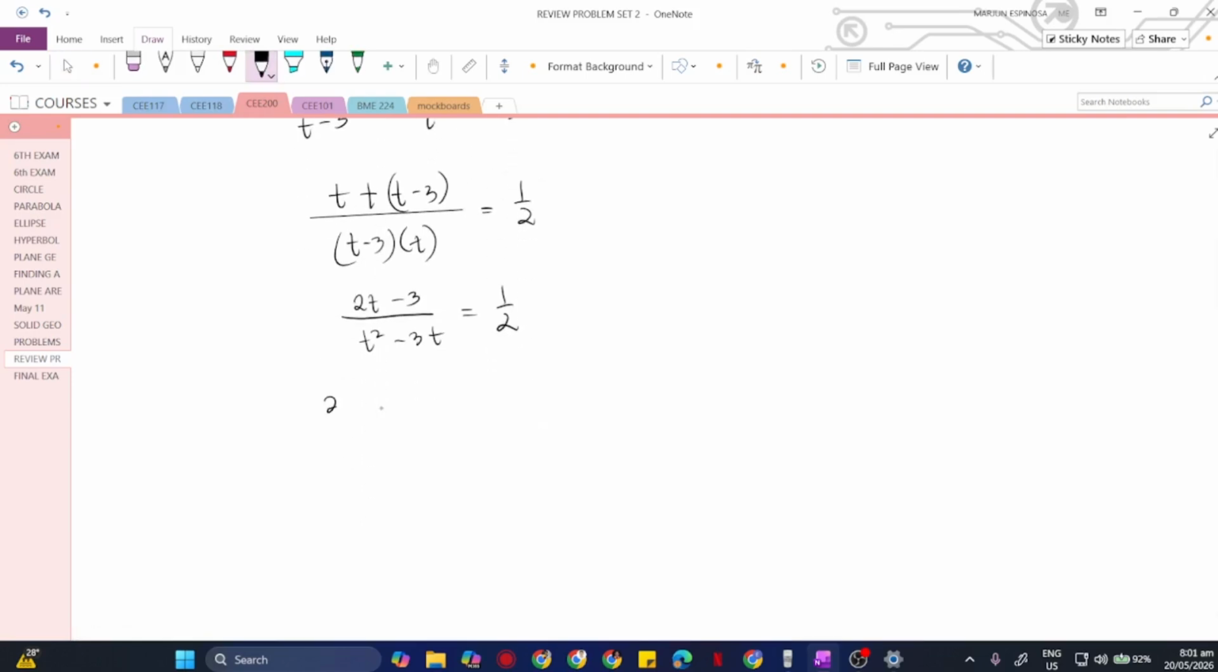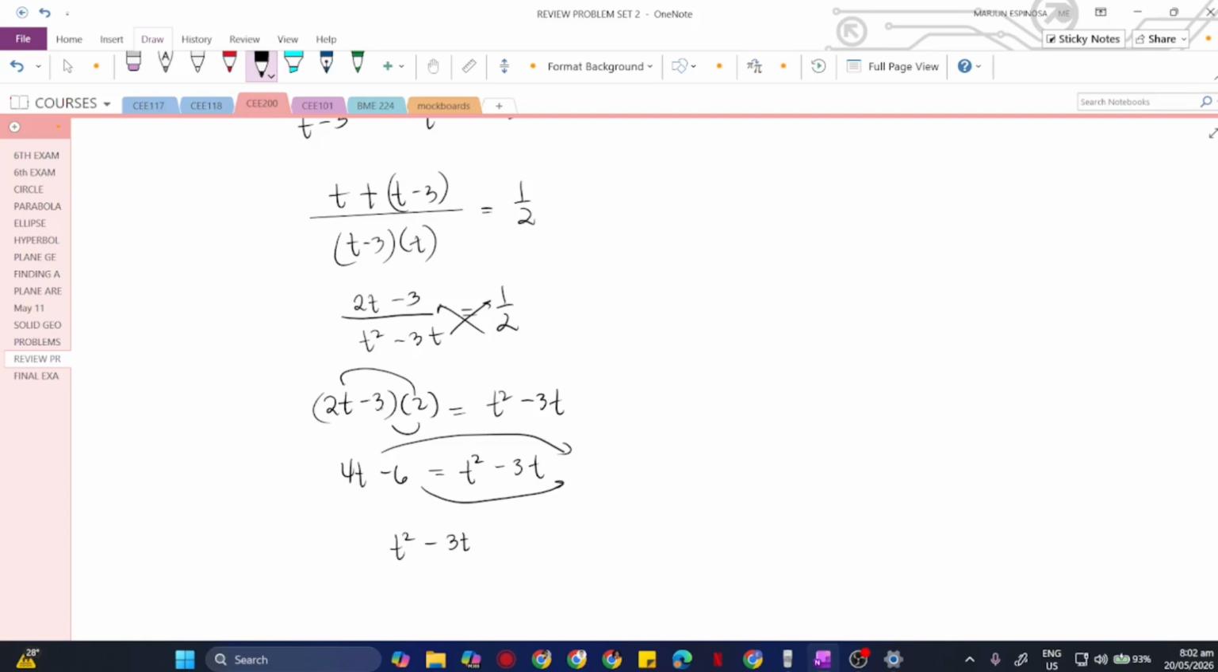By cross multiplying, we have 2T minus 3 to be multiplied by 2. Ito, cross multiply natin. Ito din. So we have here T squared minus 3T. Okay? Then distribute natin to. We have here 4T minus 6 equivalent to T squared minus 3T. And itong dalawang term na to, transpose natin. So from positive 4T, that will become negative 4T. Then from negative 6, that will become positive 6, equivalent to 0.